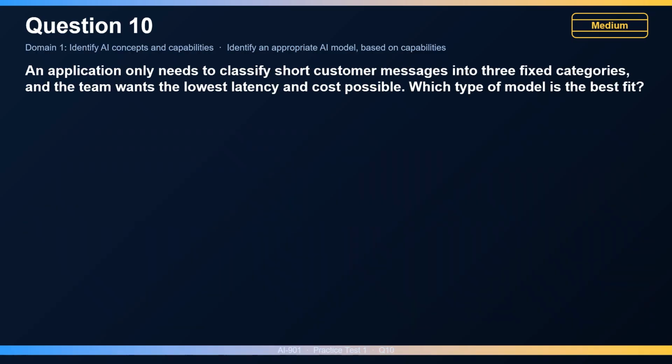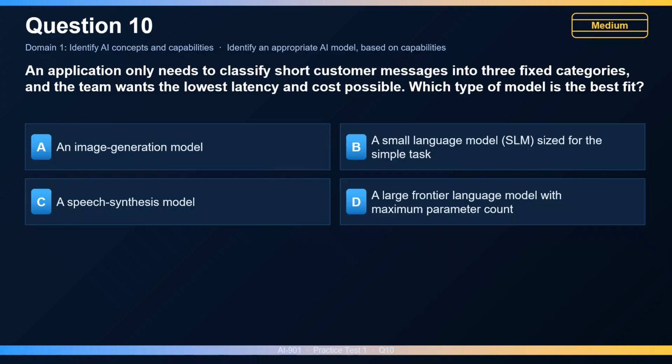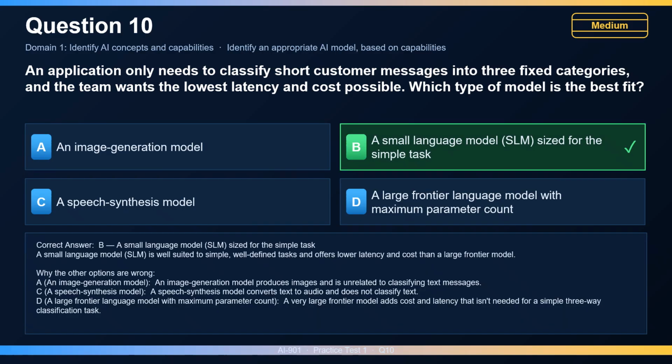Question 10. An application only needs to classify short customer messages into 3 fixed categories, and the team wants the lowest latency and cost possible. Which type of model is the best fit? The correct answer is B, a small language model, SLM, sized for the simple task. A small language model, SLM, is well suited to simple, well-defined tasks and offers lower latency and cost than a large frontier model. Now, why the other options are wrong?